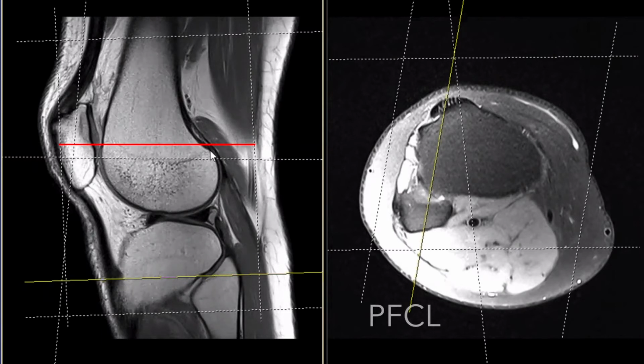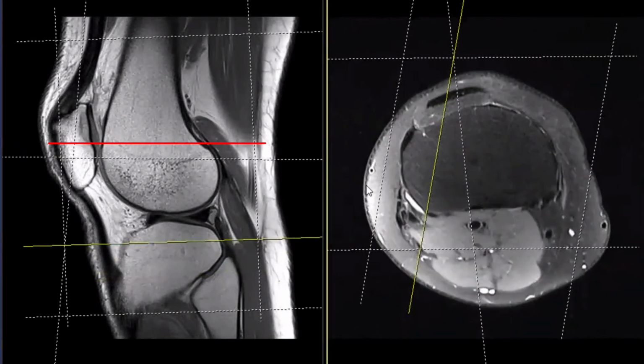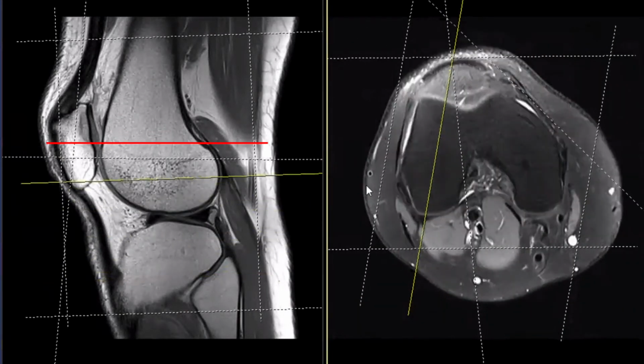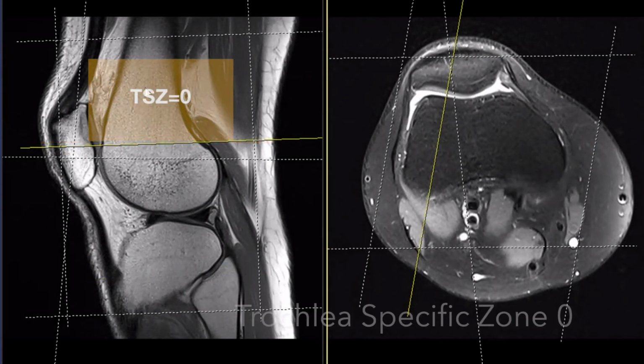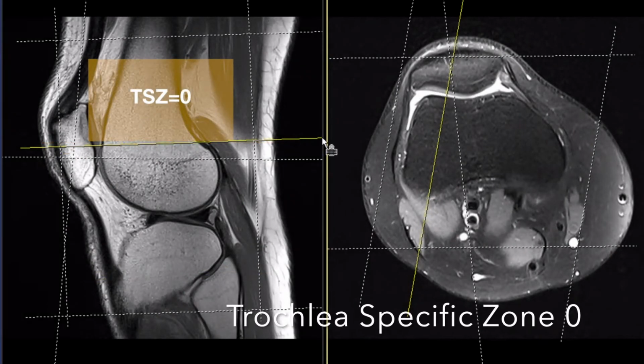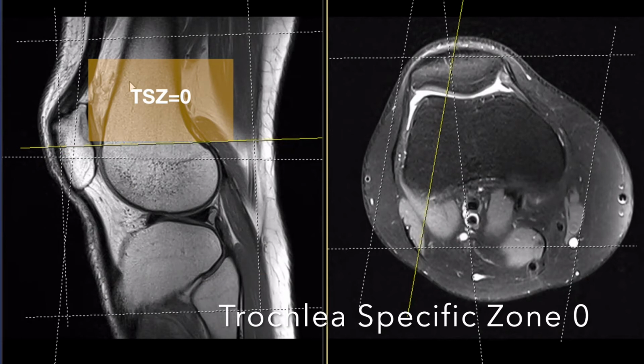We define the posterior femoral condyle line, which is represented here by the red line, as a horizontal line which is just above the cartilage of the posterior femoral condyle. The next step is to bring the yellow cut line on the sagittal views to the level of the posterior femoral condyle line. The trochlear specific zone 0 is localized above the posterior femoral condyle line.